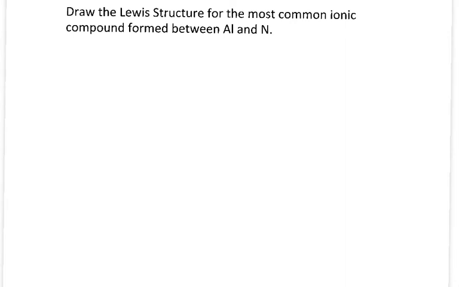Okay, in this example, we're not given the formula, we're just told that it's aluminum nitride, the compound formed between aluminum and nitrogen. And so I need to figure out what the formula for this is before I can draw the Lewis structure. So we know that aluminum likes to form +3 ions, and nitrogen likes to form -3 ions. So aluminum nitride will have just 1 of each. So the formula is just AlN.